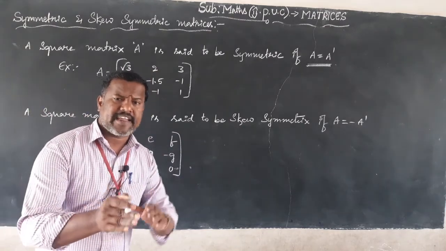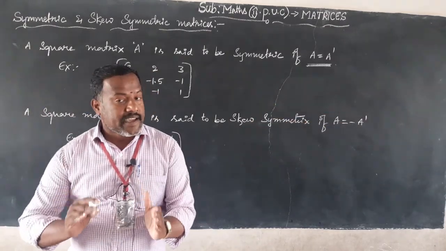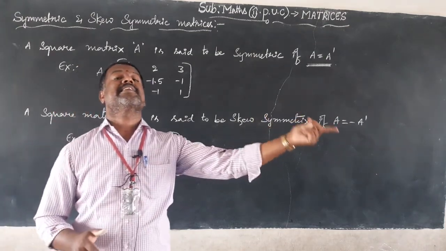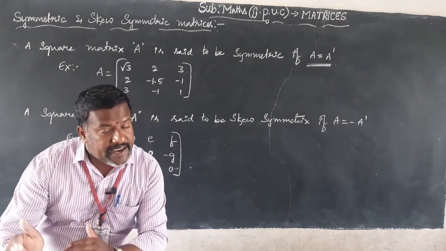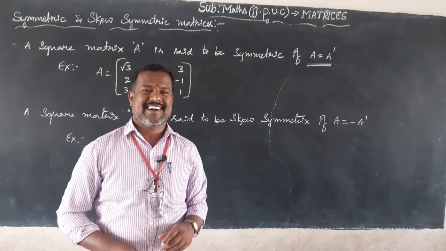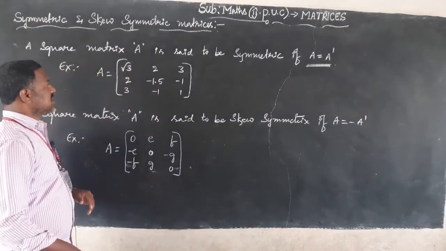A is equal to A dash, symmetric matrix. Understand children? Now we have taken one example.